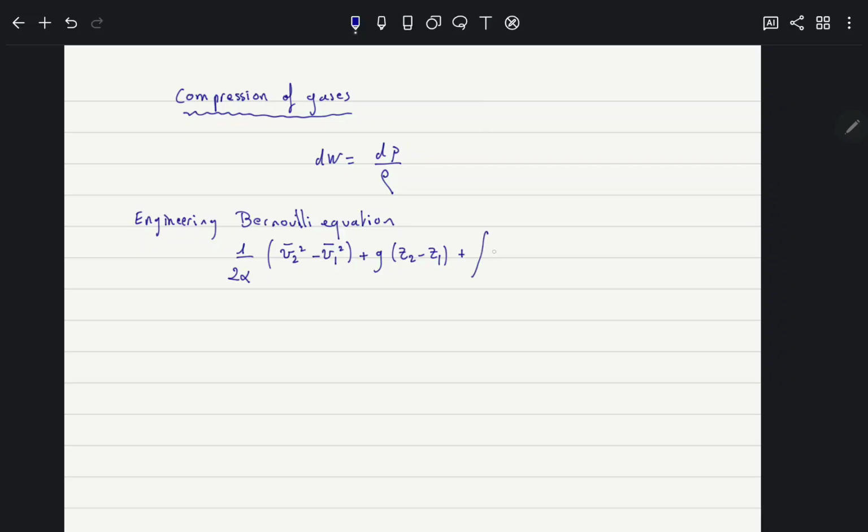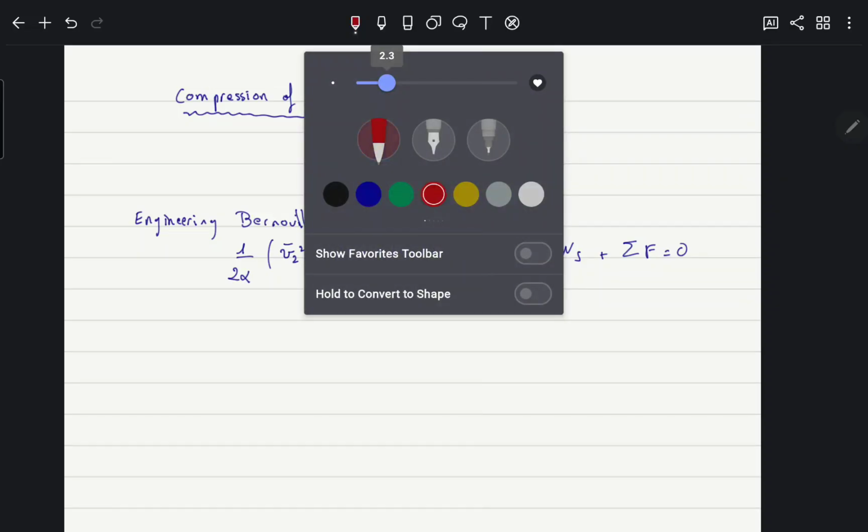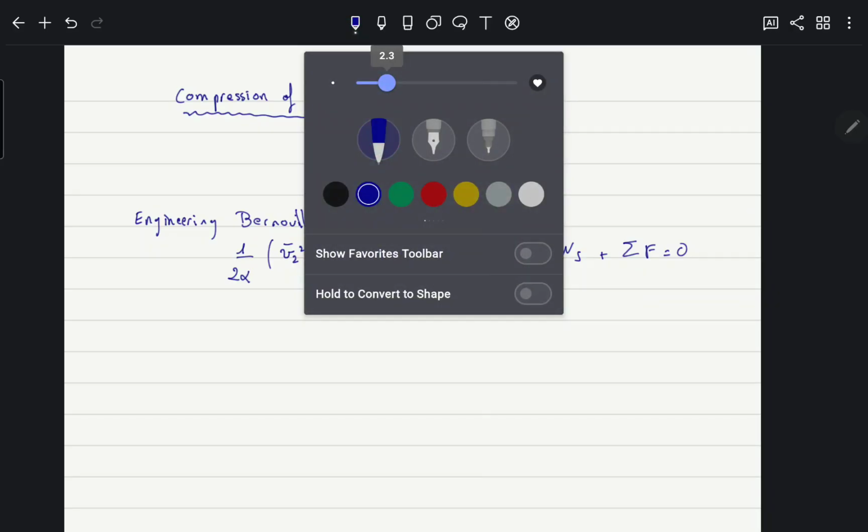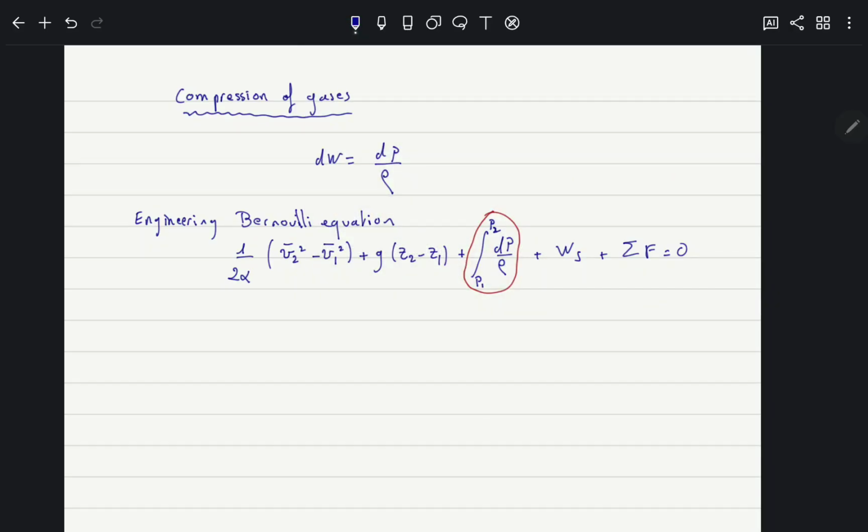So the work of compression, in this case, will be written as the integral of dP over rho from station 1 where we have P1 to station 2 where we have P2, and there can potentially be some shaft work and of course friction forces. What we're going to look at right now is just the term which is the work of compression. So we're going to drop the other terms, all right? We're only going to look at the work of compression, dW.